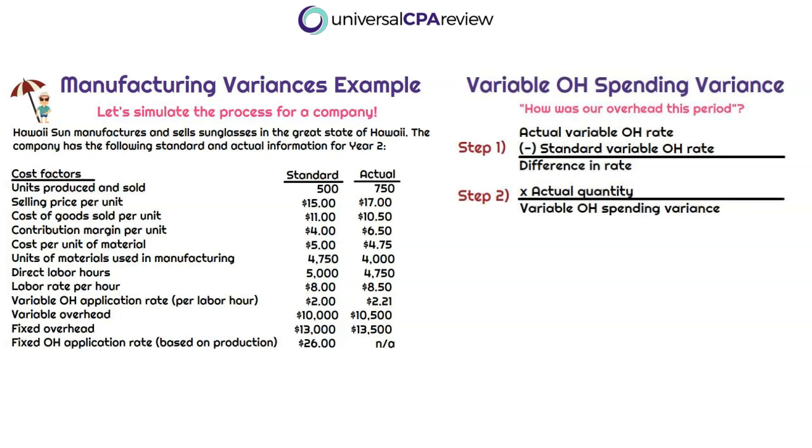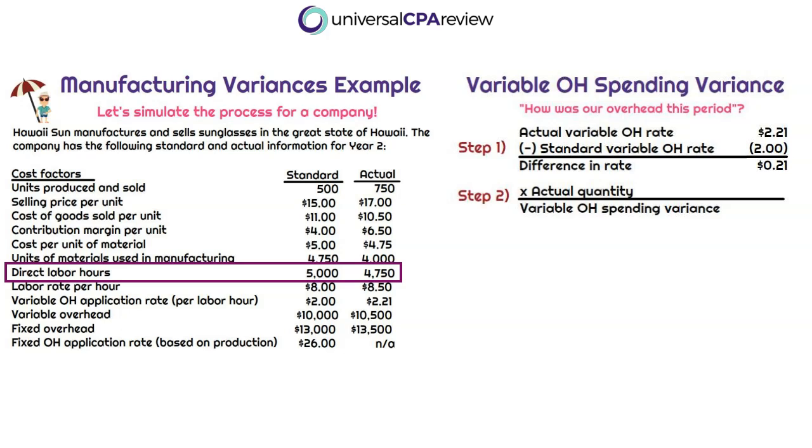So let's start with the variable overhead spending variance. And this is really, okay, how accurate was our application rate or our spending rate? So the actual variable overhead rate, well, from the information was $2.21. And we already talked about the standard variable overhead rate, which was $2. And remember, if they did not give us that, well, we have other information presumably to calculate that. So that's a difference in the application rate of 21 cents. Now, we're probably going to have some rounding issues, so hang in there.